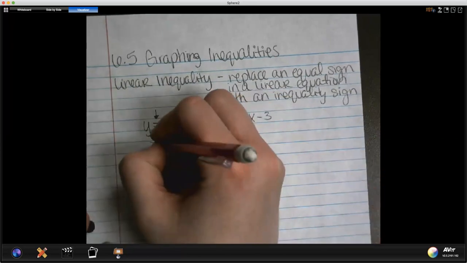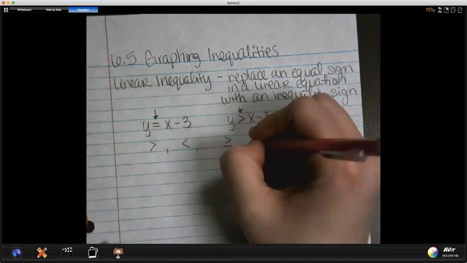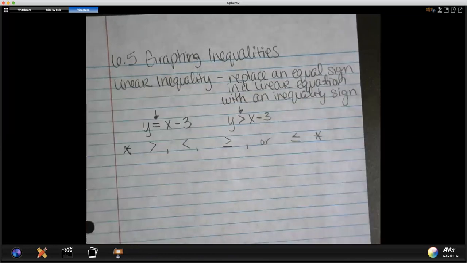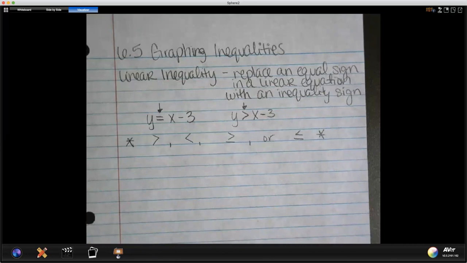So again, we have greater than, less than, greater than or equal, or less than or equal. These are different inequality symbols. Any of those four symbols you'll be seeing today as we work. Now, when we are graphing, because it's an inequality, we will end up doing two different things. So we're going to write out some steps just to clarify those two different things that we will have to do because it's now an inequality versus an equation.